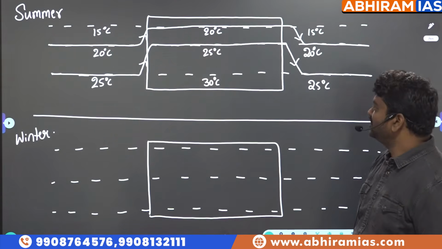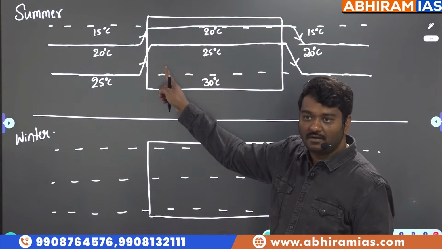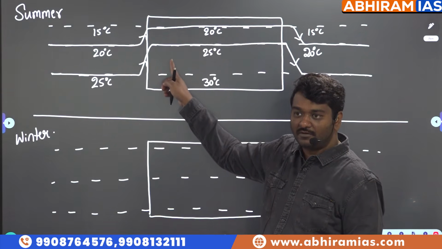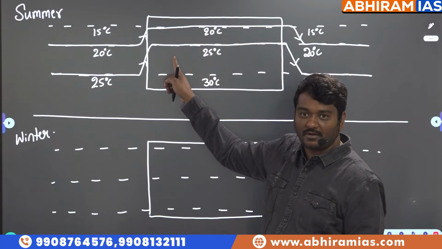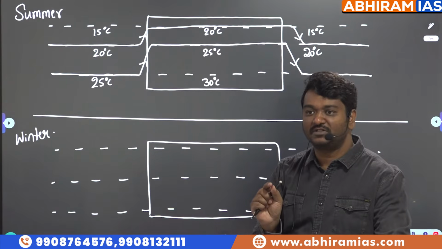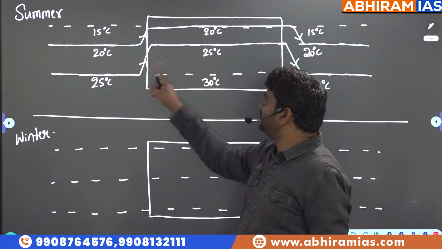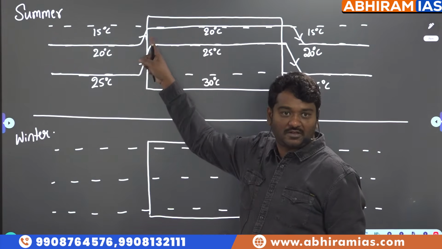Okay. Can you see? Isotherms are moving. Which side? North or south? North. Pole or equator? Pole. North. Normally in prelims they are asking because NCERT uses north and south only. When it is drawn from sea to land, can you see it is moving north?